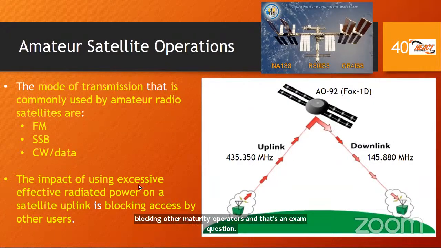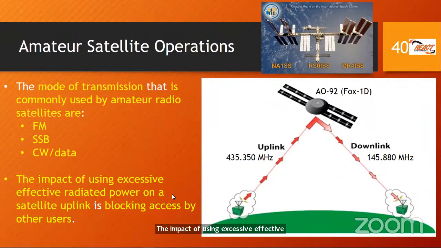The impact of using excessive effective radiated power on a satellite uplink is blocking access by other users. So in other words, don't overpower, don't use more power than necessary, just use the amount of power to make that contact and no more. Not because you could run a lot of power, you need to just run. If 5 watts will work, use 5 watts. You don't need to go to 50 watts or 100 watts or so. Use the lowest amount of power that's necessary.